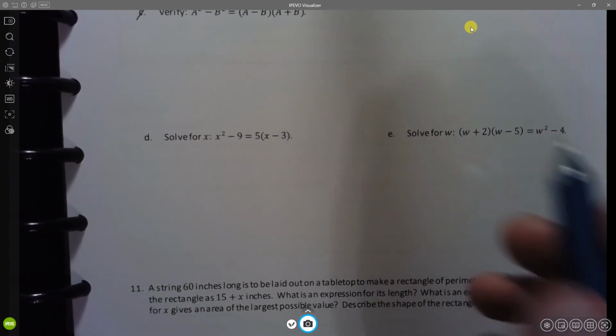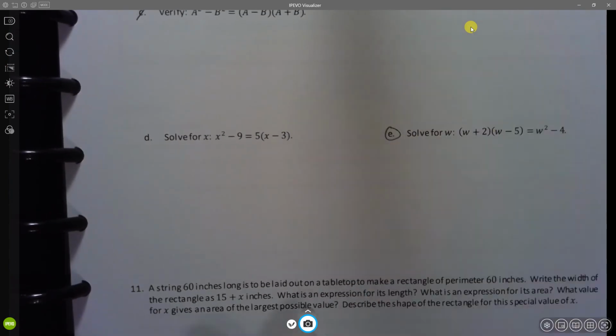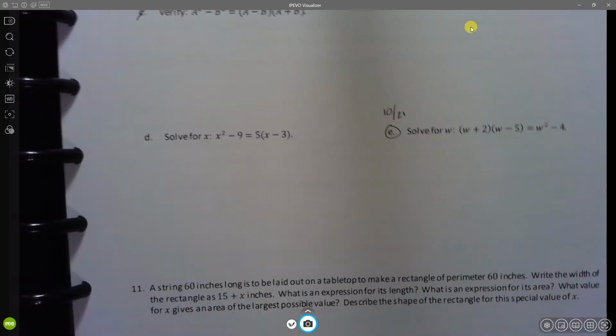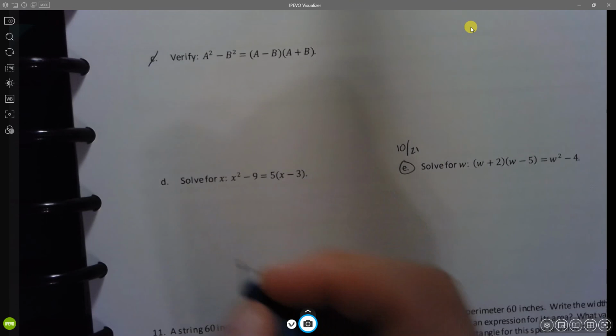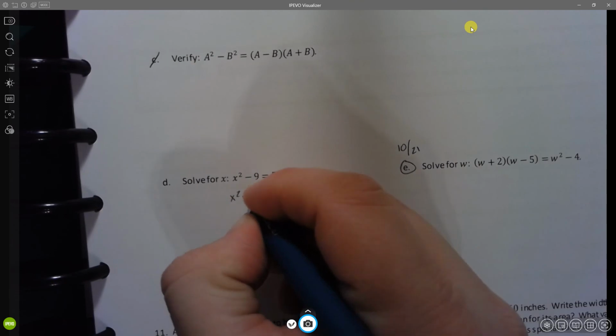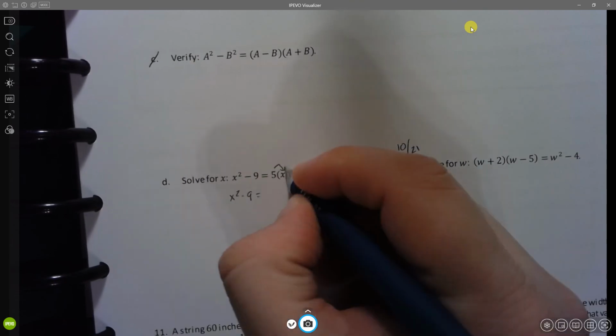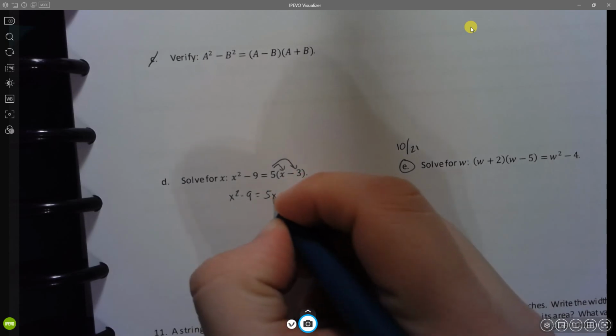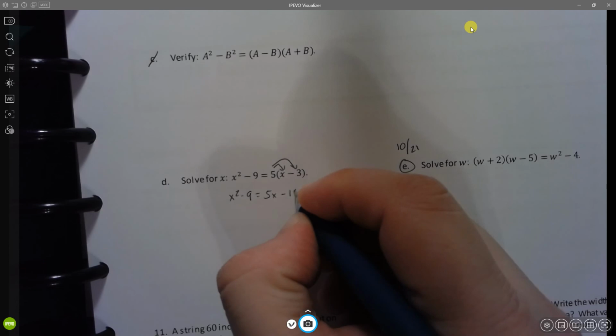I'm going to let you do E for classwork, 1021 classwork. I'm going to do D. So we got x squared minus 9 equals, now we're going to use the distributive property here, 5 times x, 5 times a negative 3. 5 times x is 5x, 5 times a negative 3 is a negative 15.